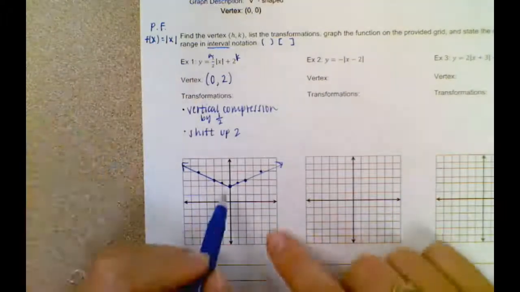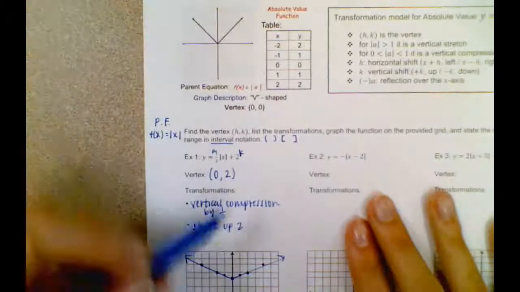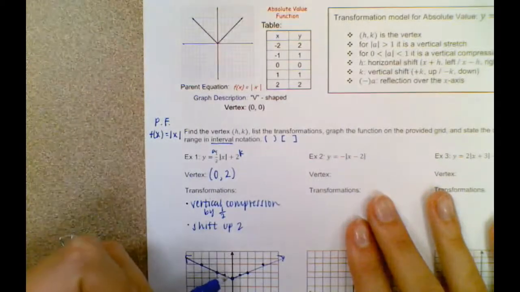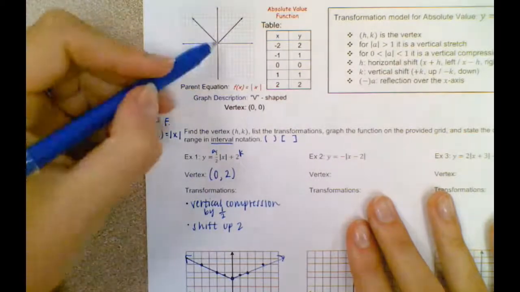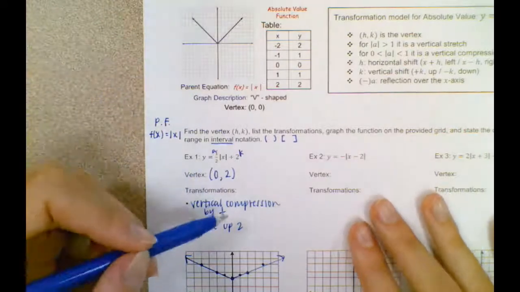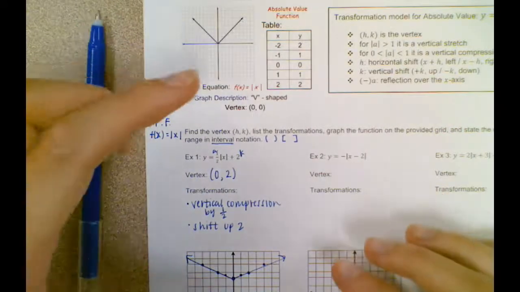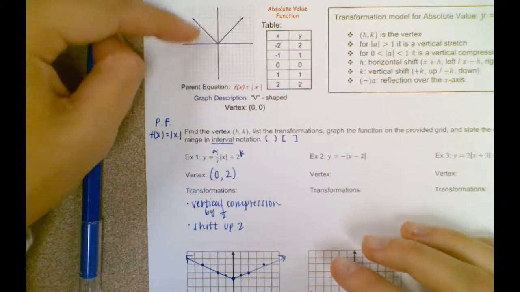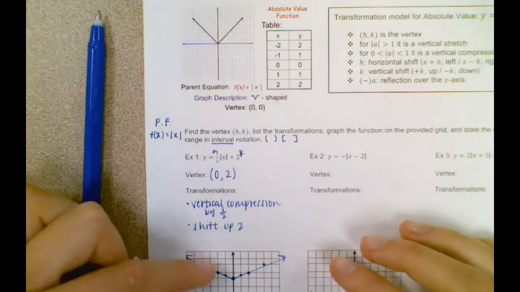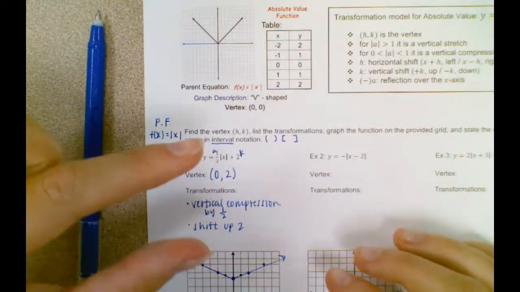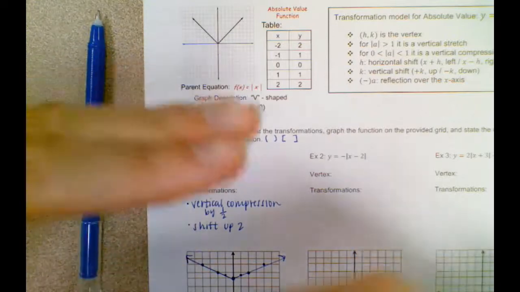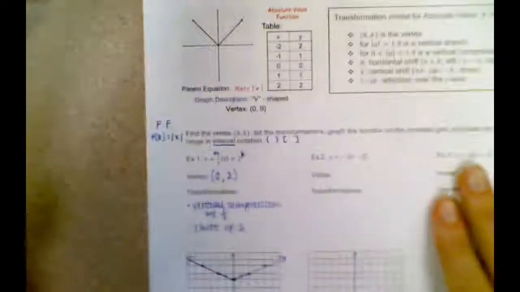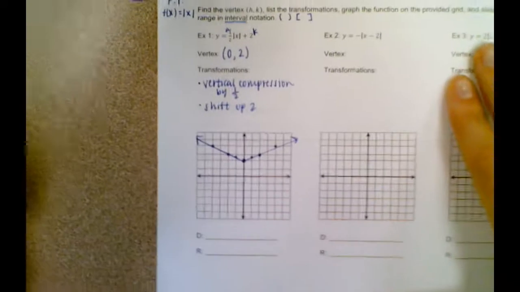Okay, so as you can see here, if you compare it to the parent function graph up here, this graph shifted up 2 compared to this, and a vertical compression. Vertically is up and down, right? So if I'm looking at this from up to down, and you look at this one from up to down, notice that it shrunk a little bit, or was compressed down. So that's a way to check yourself with your transformations in your graphs.